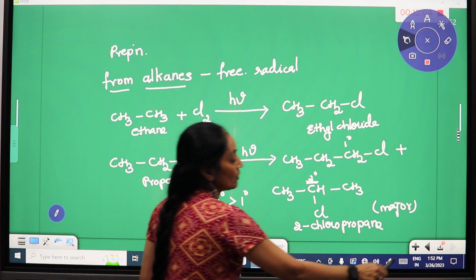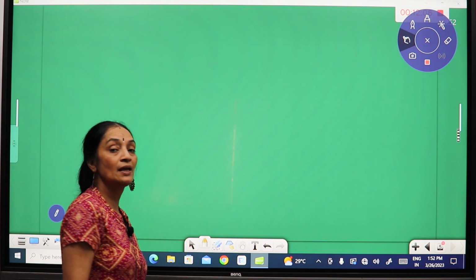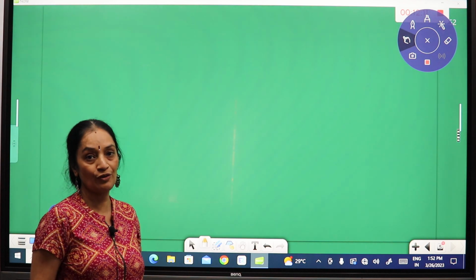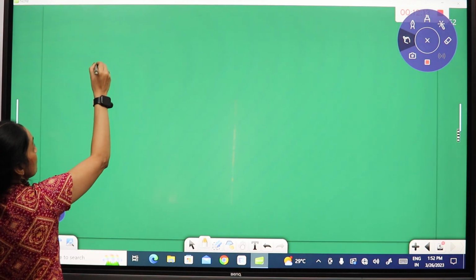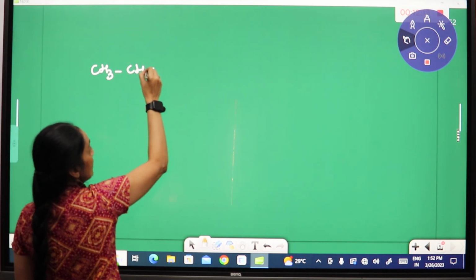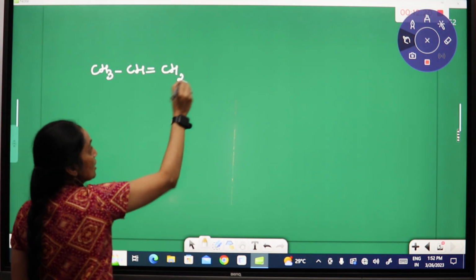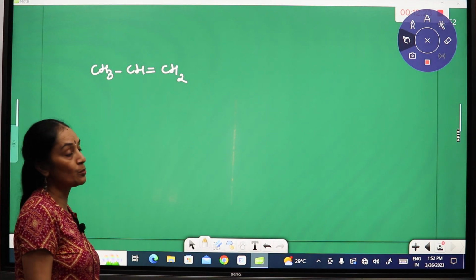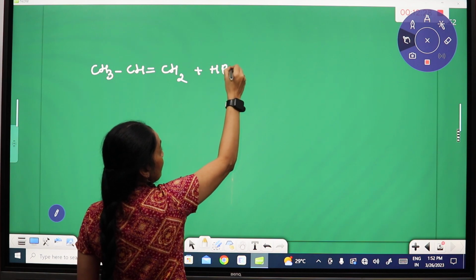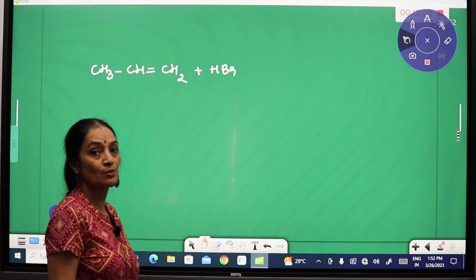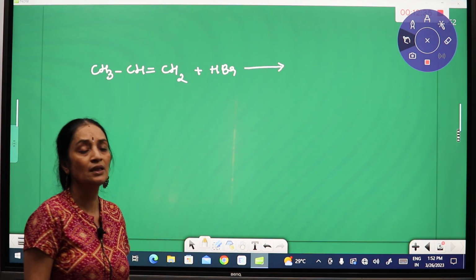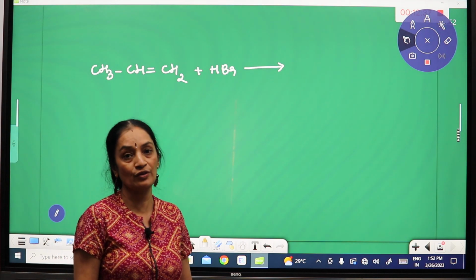Now, already in 11th standard, we have studied something related to Markovnikov's rule. We are going to repeat Markovnikov's rule here. See, suppose I take an unsymmetrical alkene CH3-CH=CH2, which is propene. Treat this with hydrogen bromide. When you treat this with hydrogen bromide, what products do we get? Here, typically we are going to follow Markovnikov's rule.